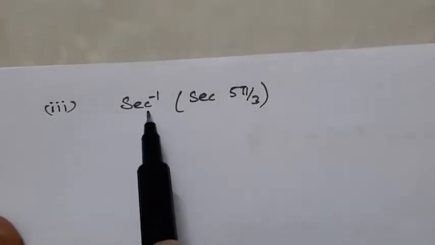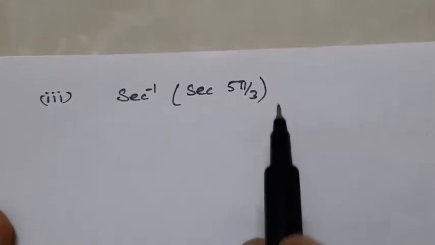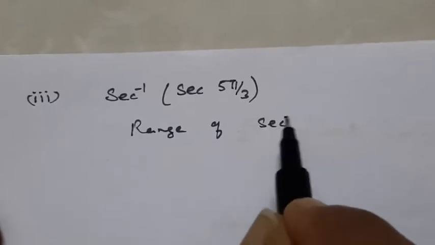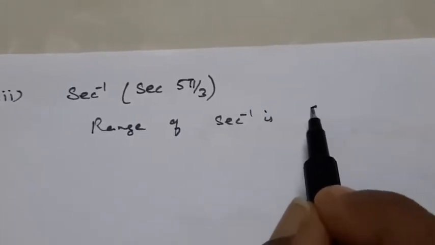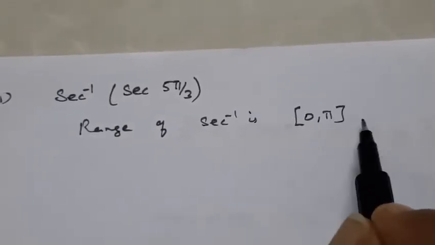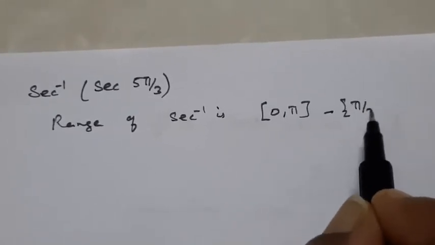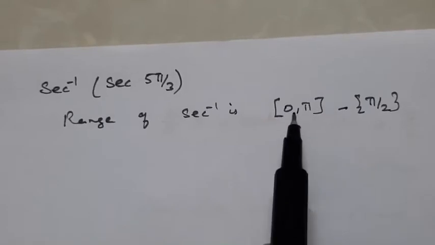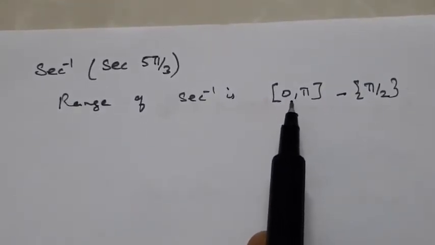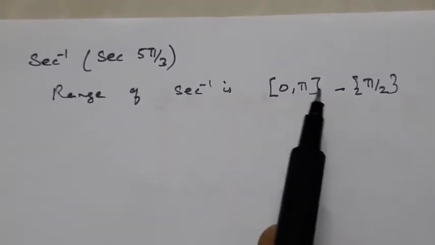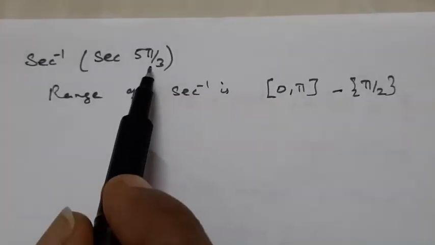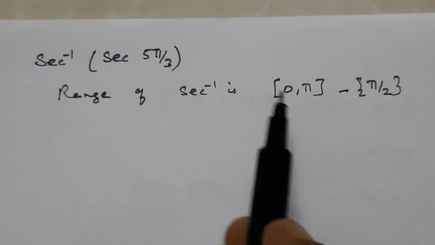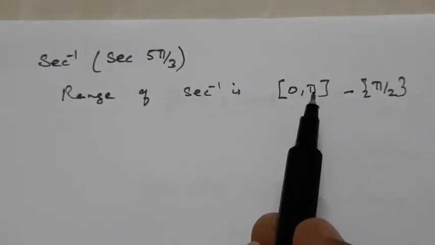Now the third one is secant inverse of secant 5 pi by 3. Now what is the range of secant inverse? The range of secant inverse is the closed interval 0 to pi, excluding the middle value pi by 2. So no need to worry about this, you only have to check whether the angle belongs to the first quadrant or the second quadrant. But 5 pi by 3, where pi by 3 is 60 and 5 into 60 is 300, does not lie in the first or second quadrant.